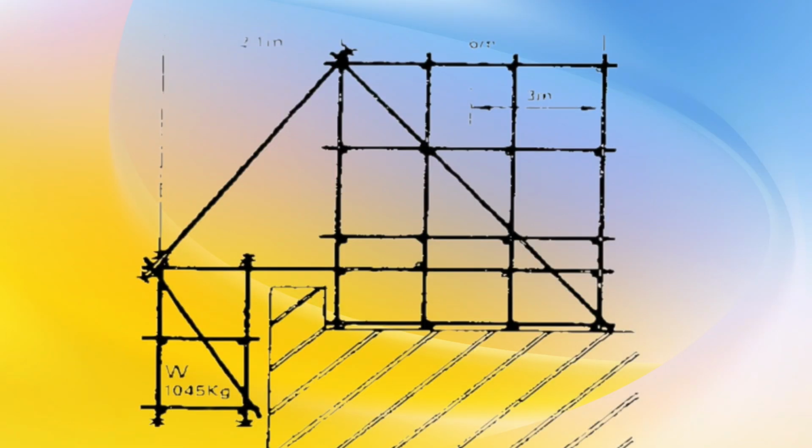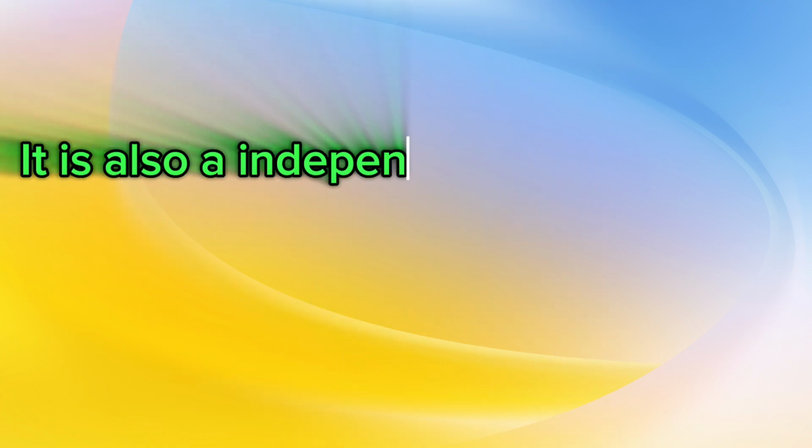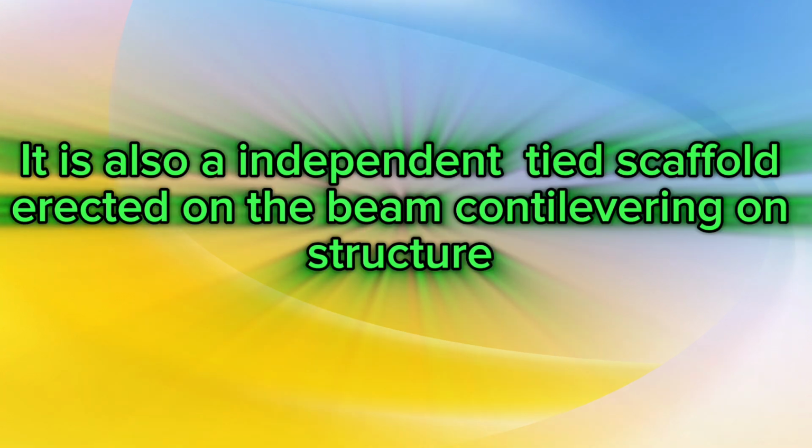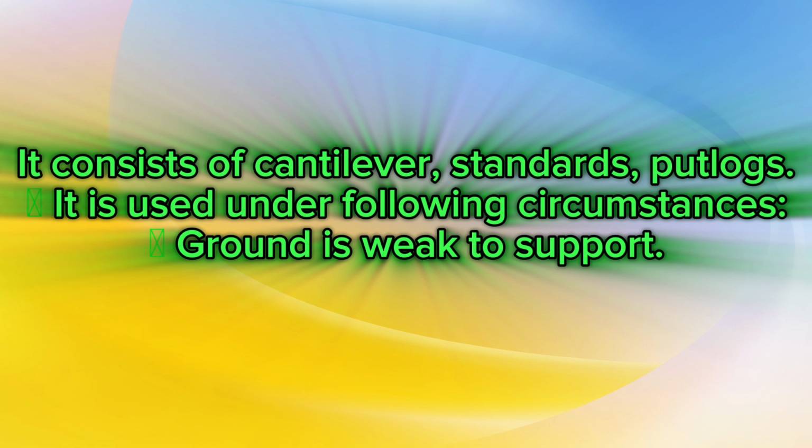7. Cantilever scaffold. It is also an independent tied scaffold, erected on a beam cantilevering from the structure. It consists of cantilever, standards, putlogs.